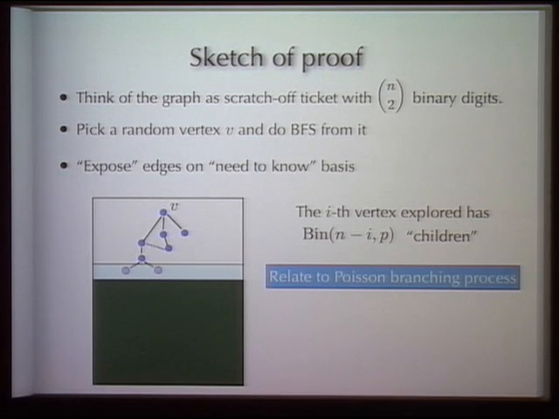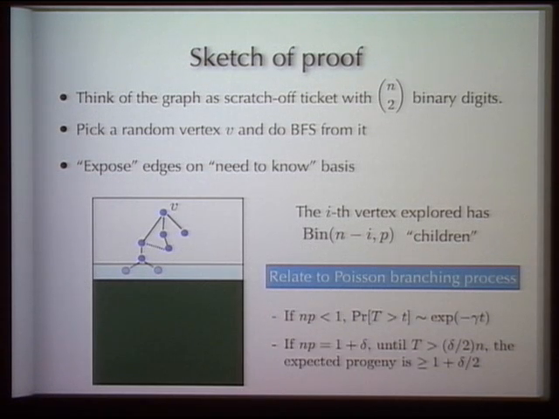So this means that we can easily relate this breadth-first search tree to a Poisson branching process, because effectively, when you have a binomial where the number of trials is n and the probability of success is a constant over n, the expected number of successes is Poisson. And then the argument goes like something that John mentioned earlier. If the average degree, so the expected progeny in the Poisson process, is below 1, the probability that the tree has a certain length drops off exponentially.